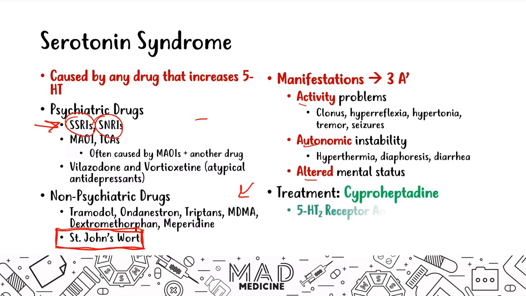Cyproheptadine is a serotonin 2 receptor antagonist, which is just going to block the serotonin 2 receptor, allowing for decreased 5-HT binding, and that will help treat these symptoms. Even though you have increased levels of serotonin, because it can't bind to the receptor, you're not going to see the effects actually playing out. So that is serotonin syndrome in a nutshell.